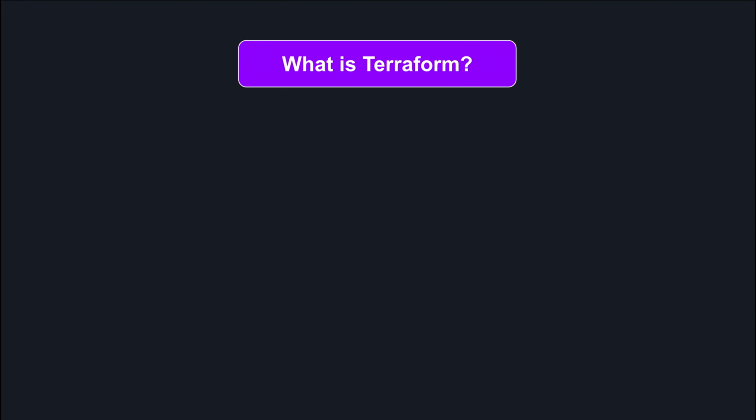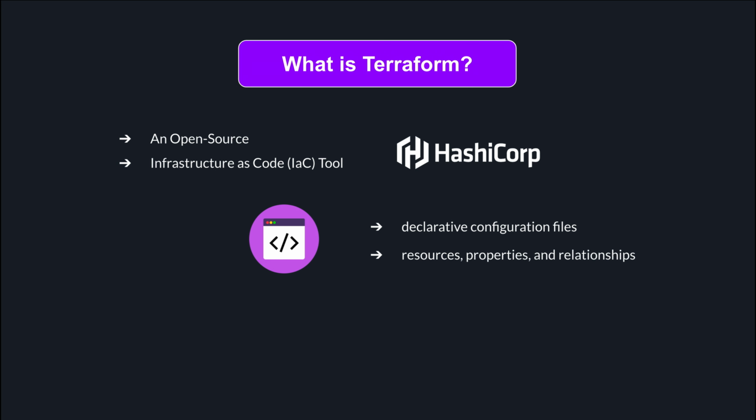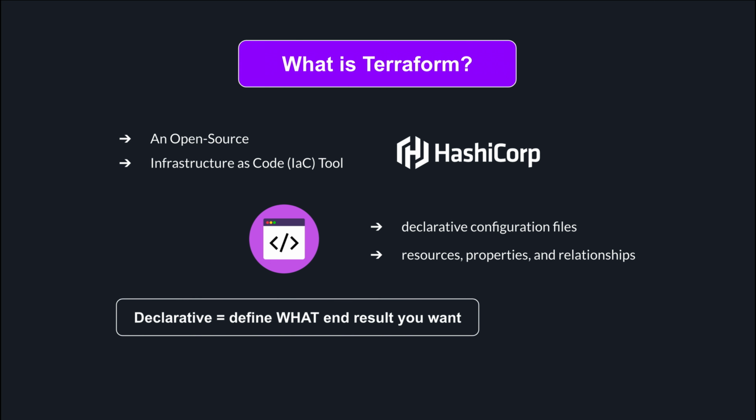What is Terraform? Terraform is an open source infrastructure as code tool developed by HashiCorp. It allows you to define and manage your cloud resources and infrastructure using declarative configuration files. With Terraform, you can describe the desired state of your infrastructure in code, specifying the resources, their properties, and their relationships. By declarative, it means that you don't have to define every step of how this automation management is done.